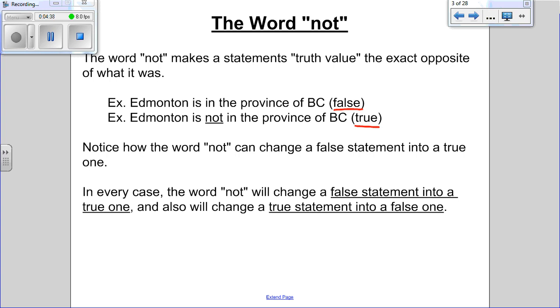We're going to use this in math. Tomorrow we'll start with all this stuff. But the idea is when you use the word not, it should be the complete opposite of what you had before. False things become true. True things become false.